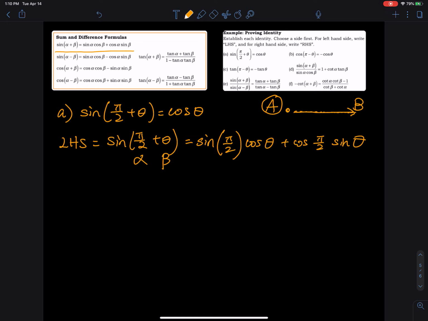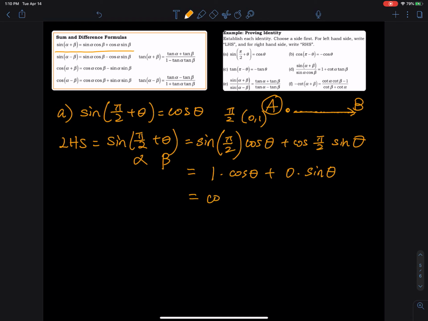And then you have to tell me what pi over 2 is. Sine of pi over 2. Pi over 2, what is the coordinate? That is 90 degrees, on the y-axis between quadrant 1 and quadrant 2. The coordinate is 0, 1. So sine is 1. Sine is y, right? Times cosine theta. And then cosine pi over 2 is 0 times sine theta.